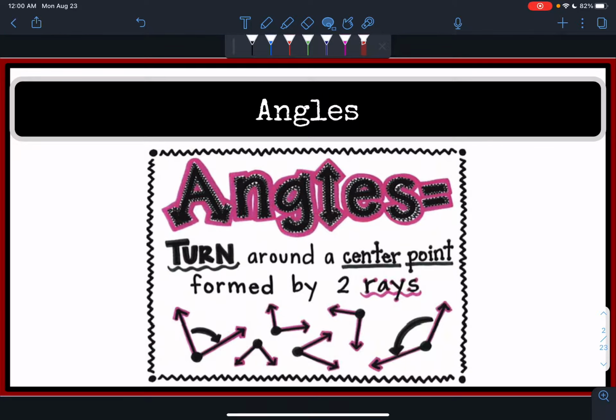First of all, let's discuss what an angle is. An angle is simply turning around a center point, having a point and turning it, created by, and formed by, two rays, as you see in the diagram below. We have this line. We're going to rotate it, to turn it and create another line around this center point or this corner point right here, called a vertex.